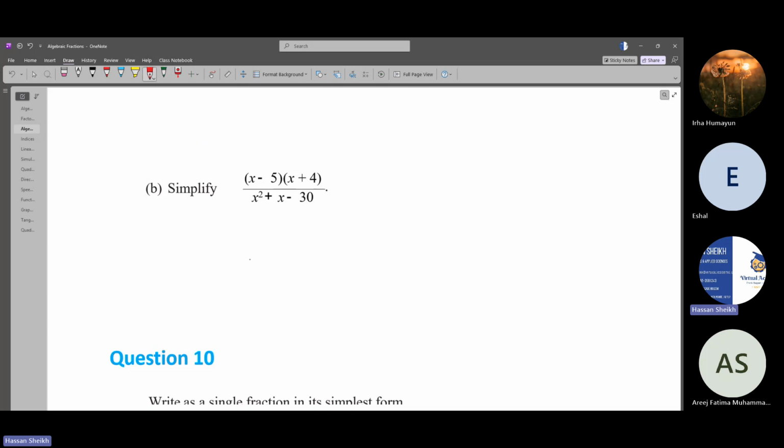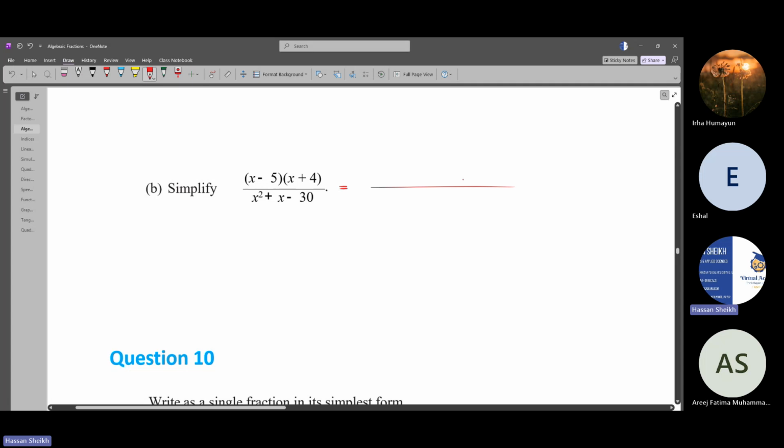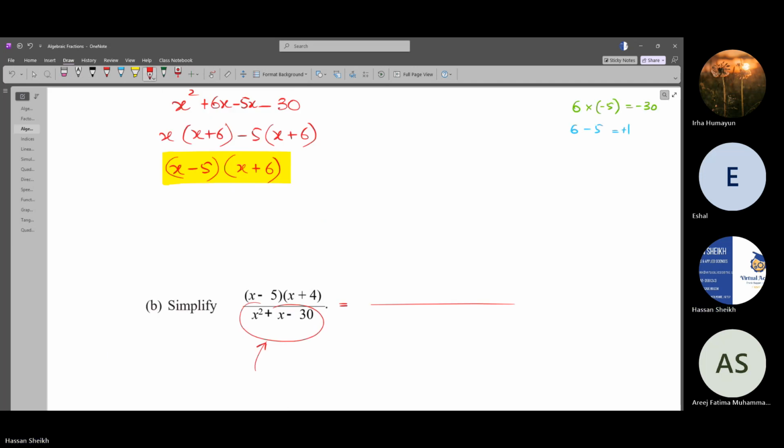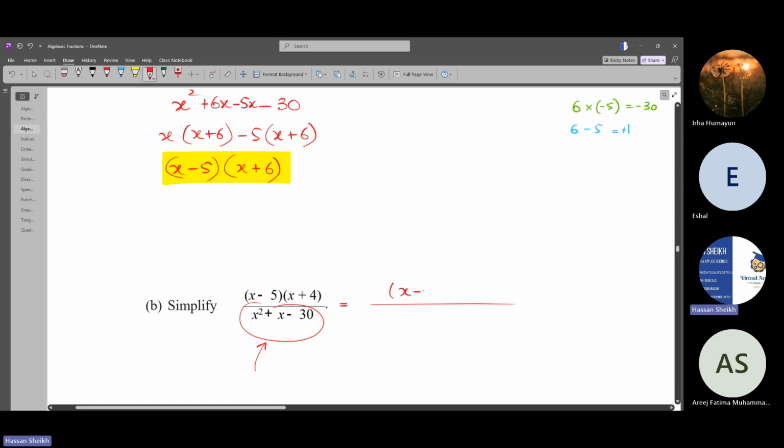So above in the numerator, there are already factors there. Do you remember this expression? Isn't it the same in part A? Yes. Can we use its simplified form? Yes, obviously, because it is part of the same question, I can write x squared plus x -30 and x -5 times x +6.